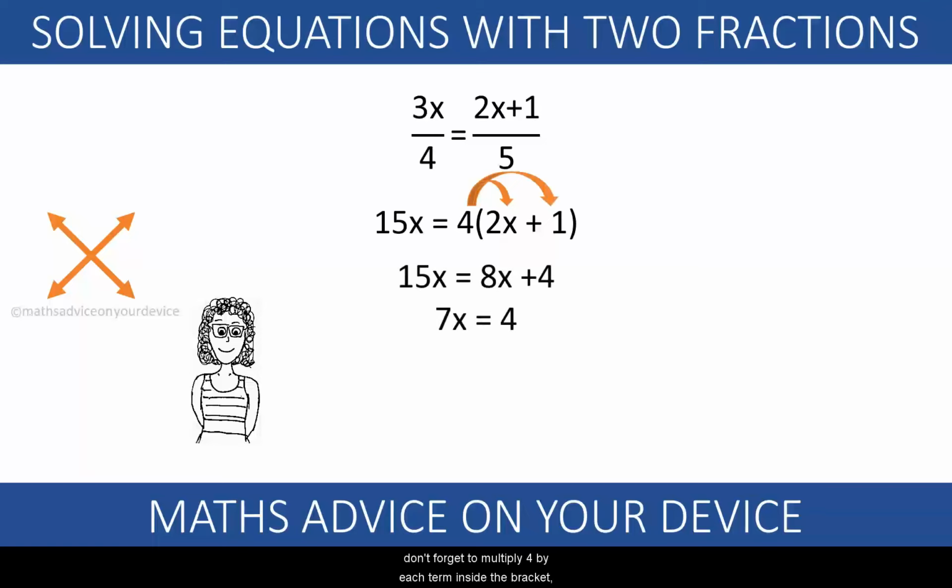Don't forget to multiply 4 by each term inside the bracket, not just 2x, but also plus 1. We then solve normally. x equals 4/7.